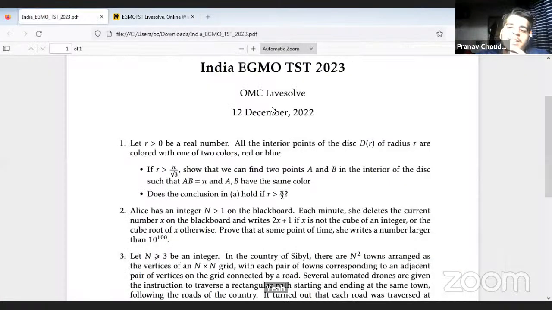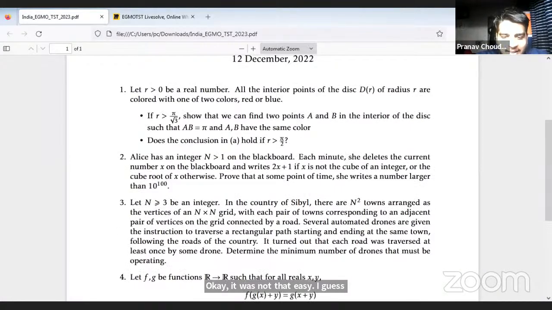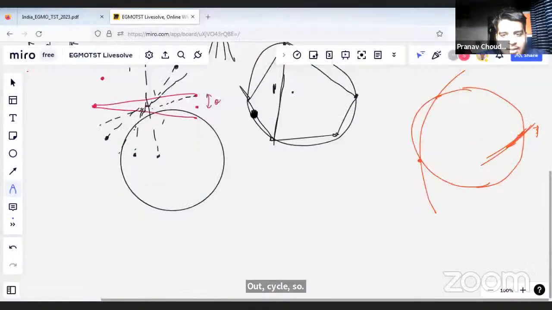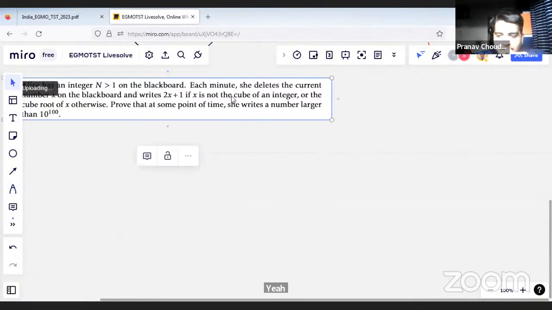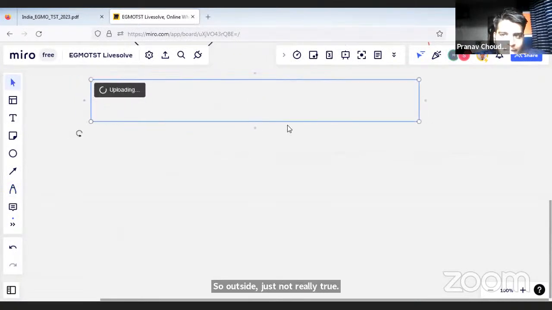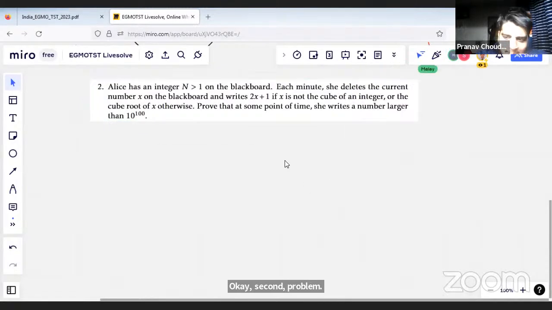Okay, it was not that easy, I guess. Yeah, I mean, not that hard, but fine. It was a nice one. Odd cycle, so I mean bipartite, so odd cycle. This is not really tricky. Okay, second problem. It will be really funny if you finish before Kanav comes.